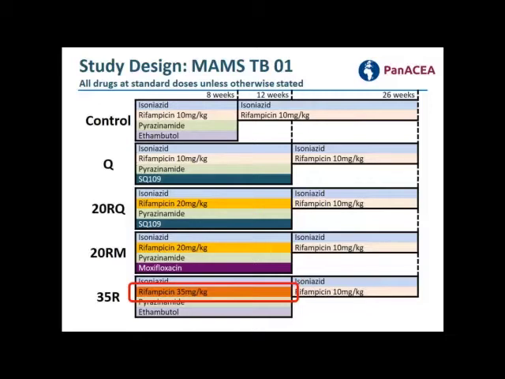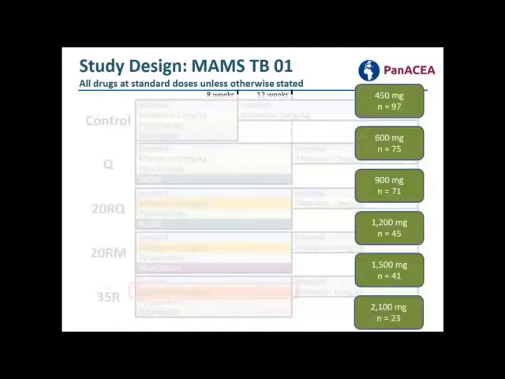And then there were 2 other experimental arms with 20 milligrams per kilogram of RIF with an experimental 4th drug, and 1 arm with 10 milligrams per kilogram, the standard dose, that was of course also used in the control arm. Now these RIF doses were of course given in a weight-banded way, and this resulted then in a range of different absolute doses that patients received, ranging from 450 milligrams, which were received by the highest number of patients, up to 2100 milligrams, which were still received by 23 patients.